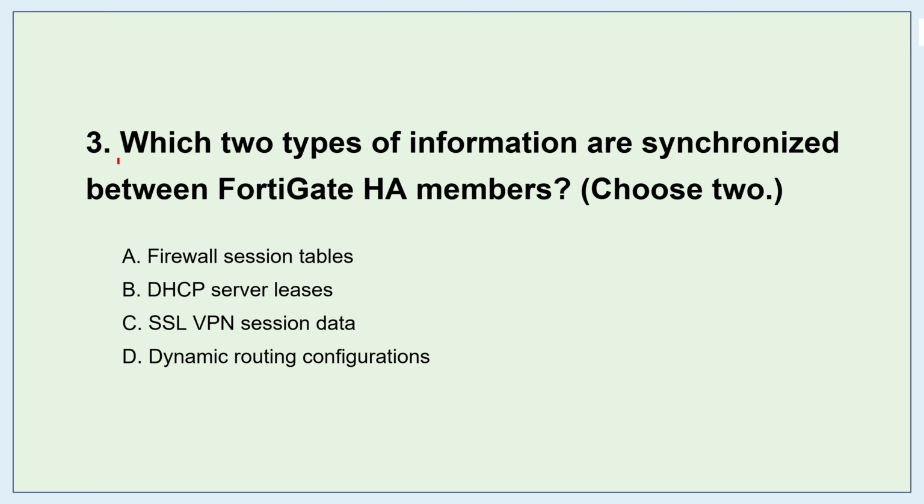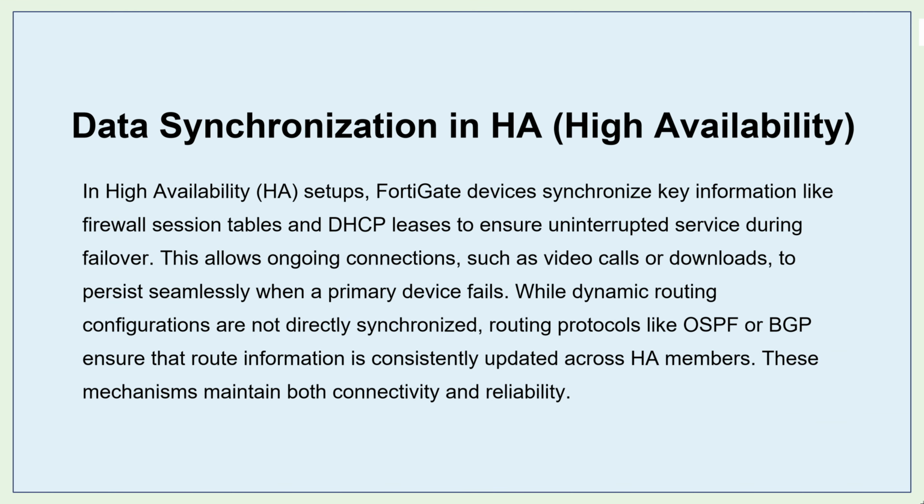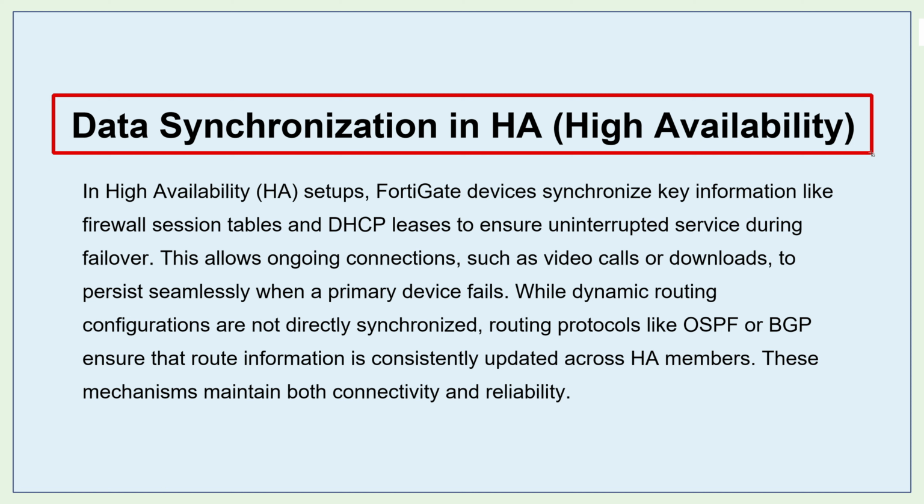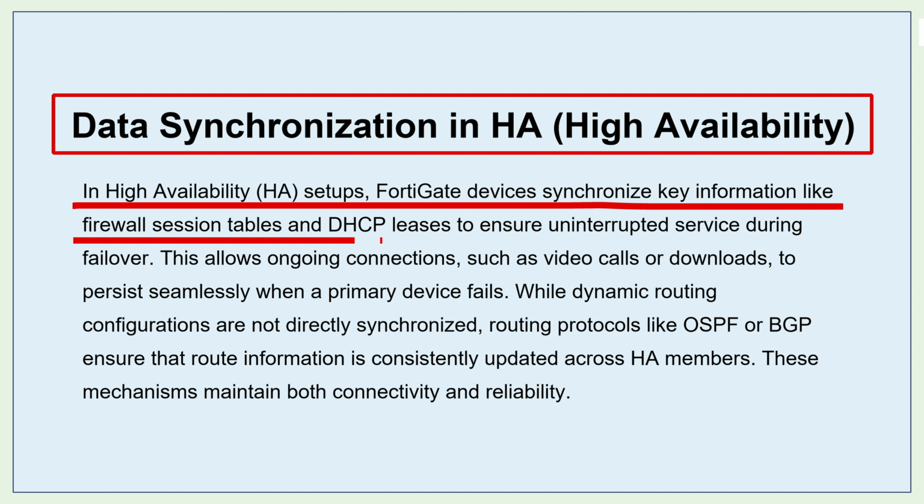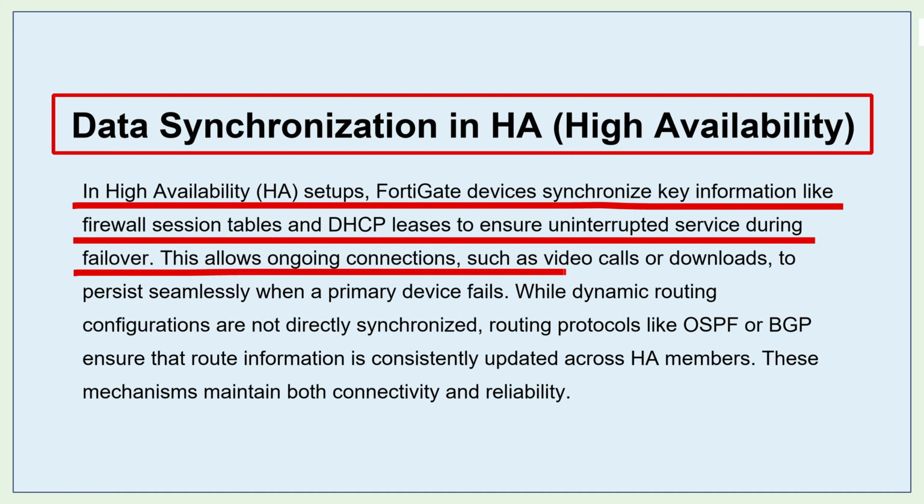Question 3. Which two types of information are synchronized between FortiGate HA members? The knowledge points of this question are: FortiGate HA synchronization. In HA setups, FortiGate devices share important data like session tables and DHCP leases. This keeps ongoing connections from dropping if one device fails. Routing info, though, is managed separately using protocols like OSPF, ensuring all devices stay updated.